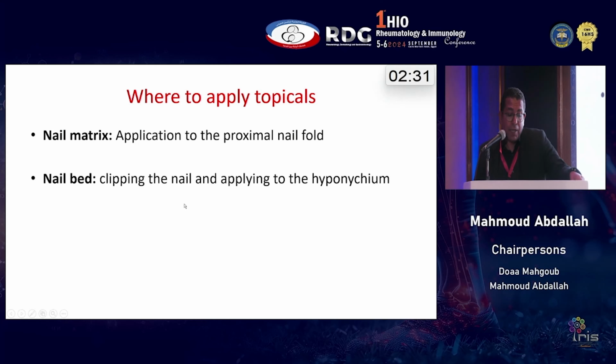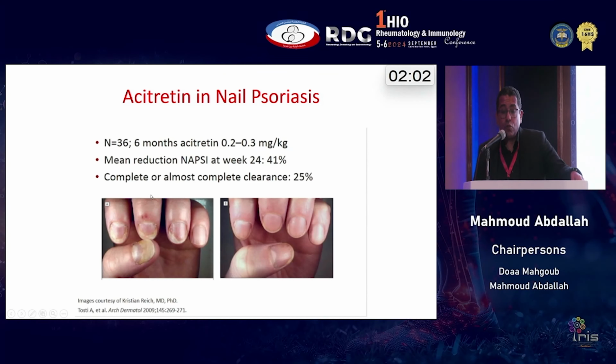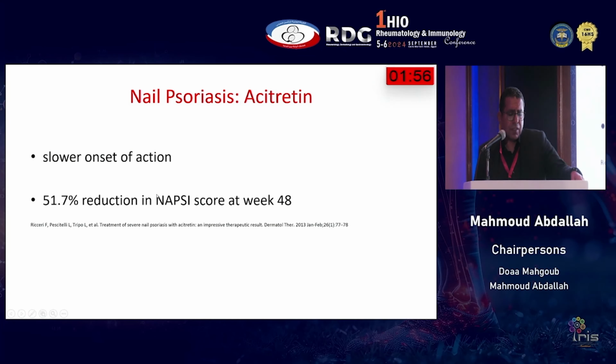While if you are treating the nail bed, you do clipping of the nail and apply it to the hyponychium. Methotrexate and cyclosporin show almost similar results in treatment of nail psoriasis, with a 40% reduction at week 24 in the NAPSI score. However, methotrexate works mainly for the matrix, and cyclosporin works for both the nail bed and the matrix. Acitretin also has shown 41% reduction at week 24, and in another study 51% reduction at week 48, and this is one of the good treatments for nail psoriasis in my opinion.